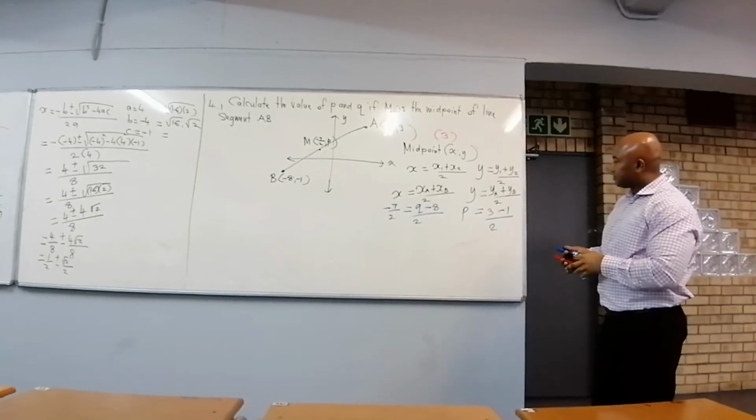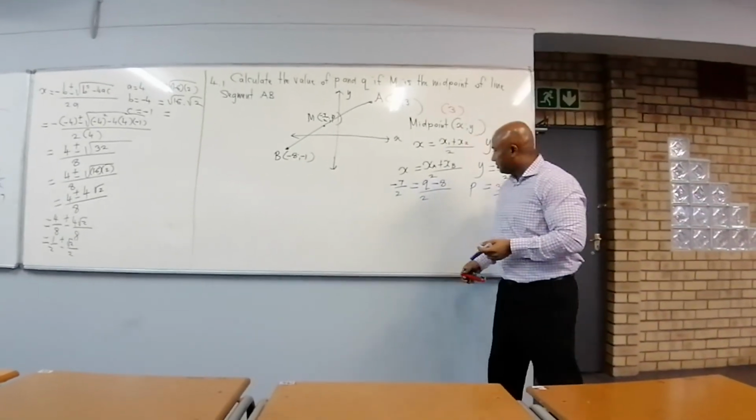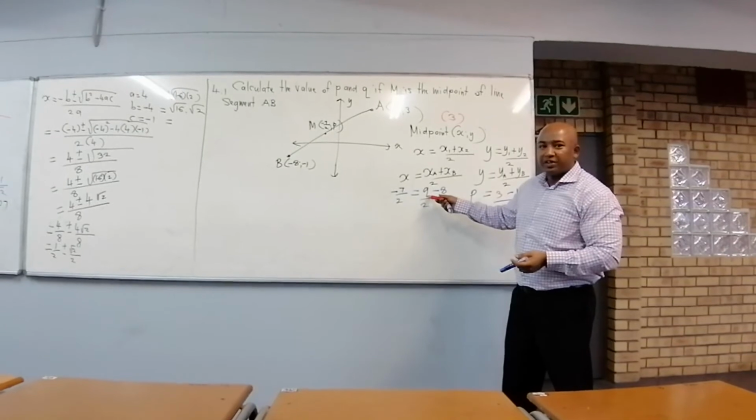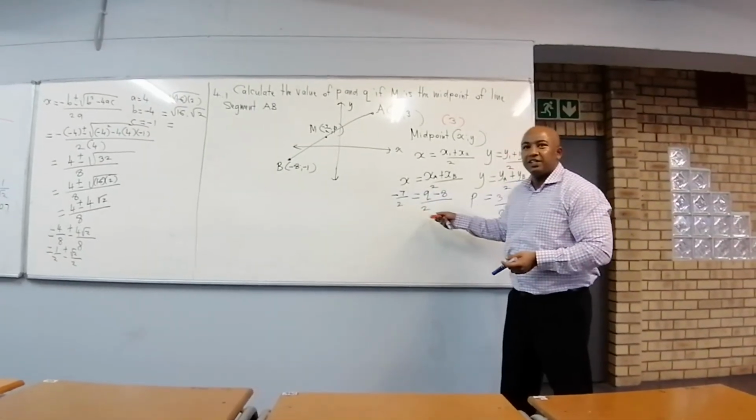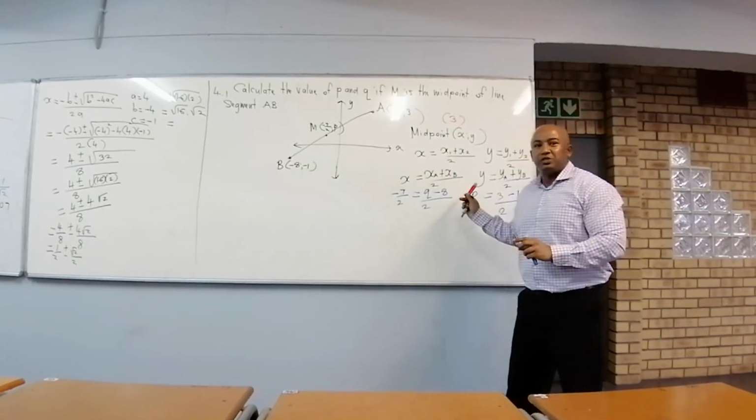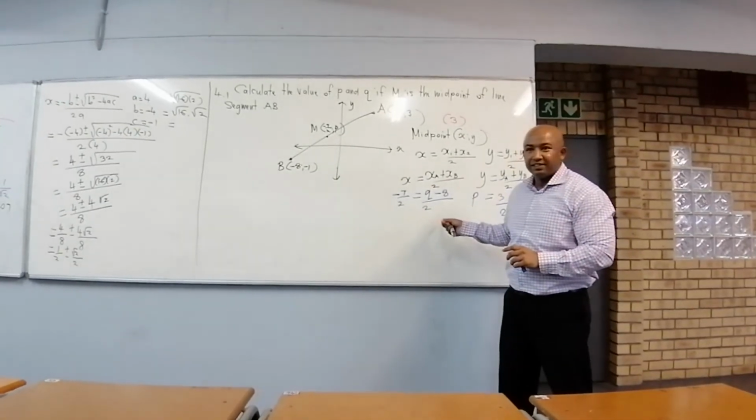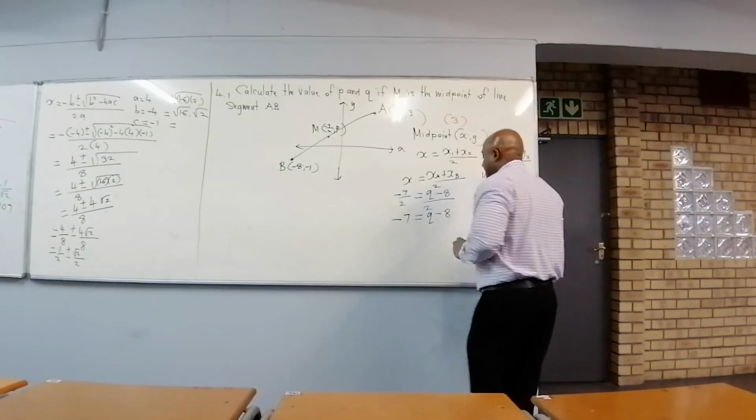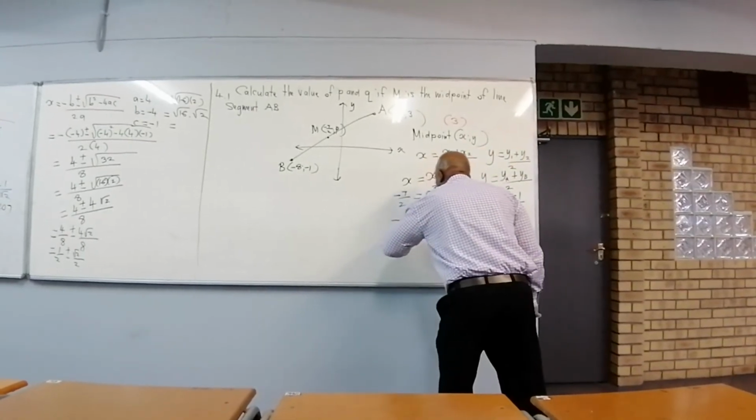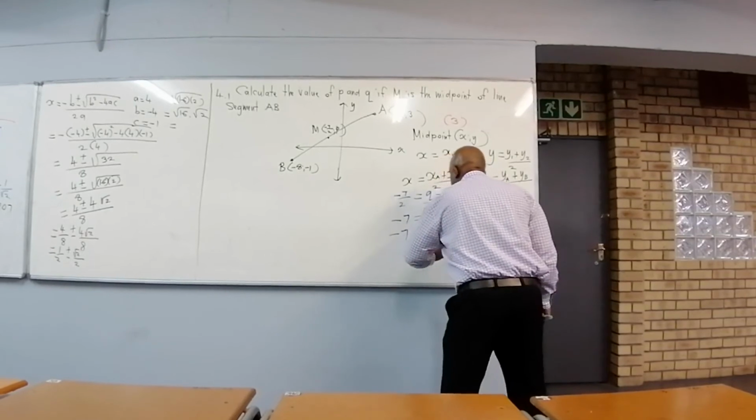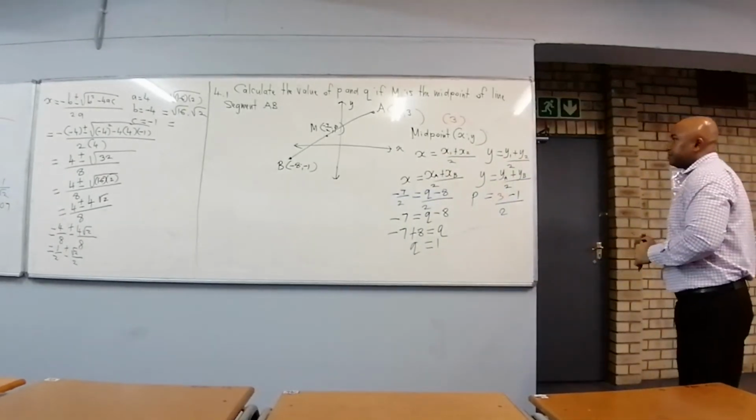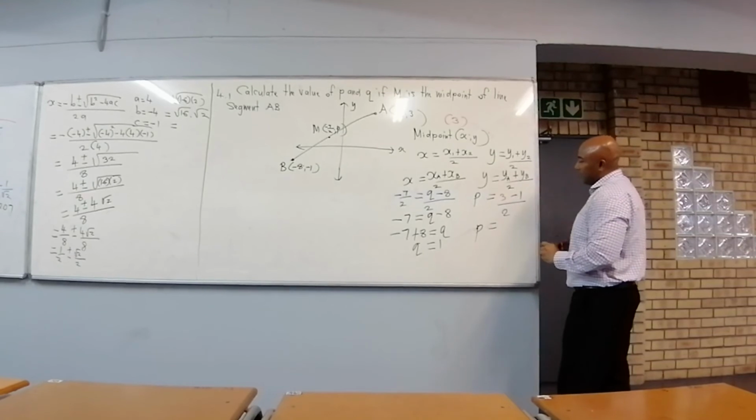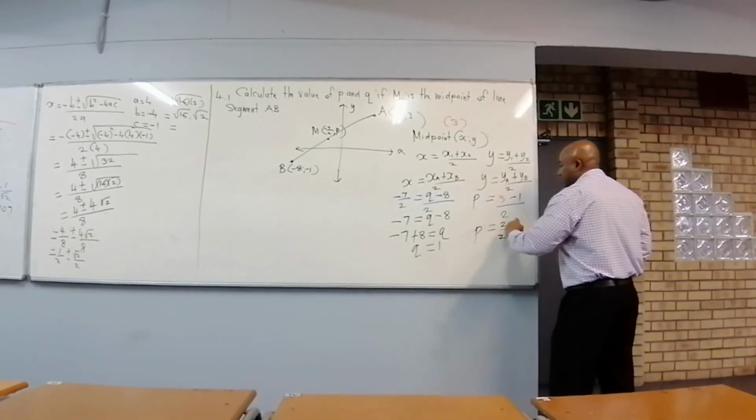Right, so now let's deal with this one. Now we just have a simple equation here, where we need to solve for Q. I got 2 on the left and 2 on the right. If I multiply by 2 on both sides, 2 and 2 will cancel, so minus 7 is equal to Q minus 8. Therefore, minus 7 plus 8 is equal to Q. So Q is equal to 1. So here P is equal to 3 minus 1, which is 2 over 2, which is equal to 1.